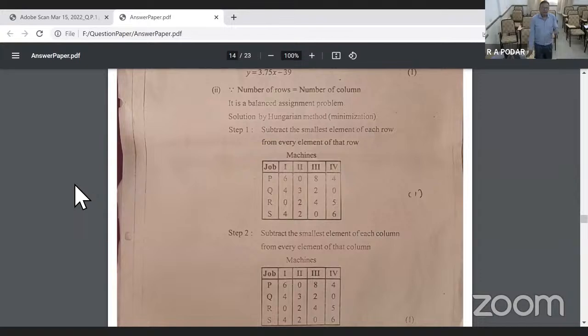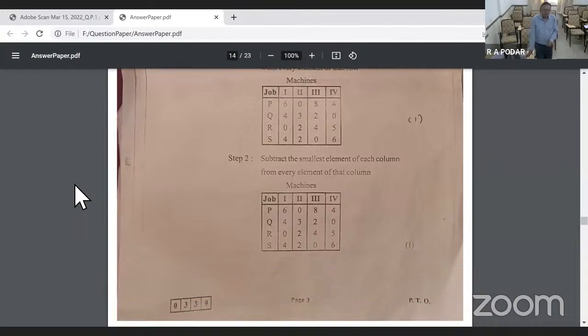So here we see the next question. That is the assignment problem. It is a balanced assignment problem, and for minimization. You know the steps. First, you have to write down this one. First step, second step, they have given in full form. This is the model answer paper, so you should know. If you apply the first step correctly, you will get 1 mark. For the second step they have given 1 mark, and for the final answer, 1 mark. So see here.